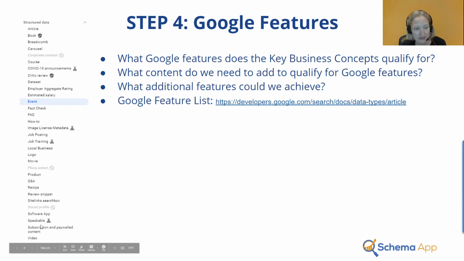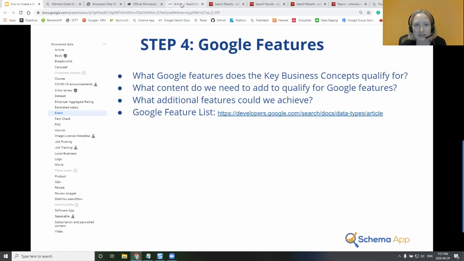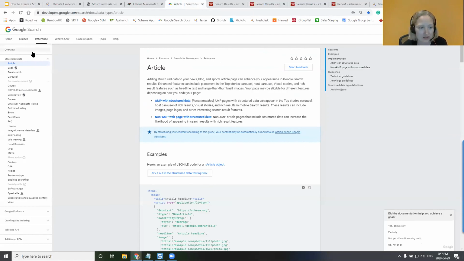Speakable still in beta. And then the COVID announcement, anything here that has this little box meaning it's in beta. And this list is really taken from Google's documentation. So I literally just came in here and took the list. And so what you would do is then go through each of these.